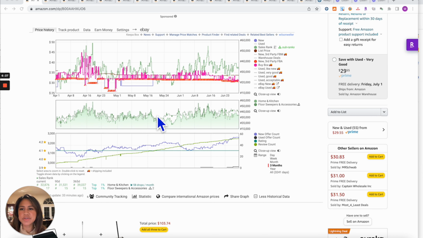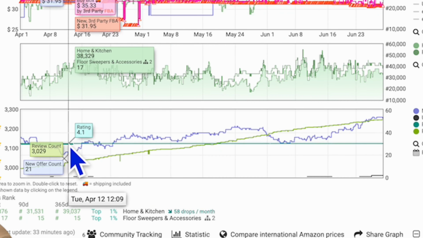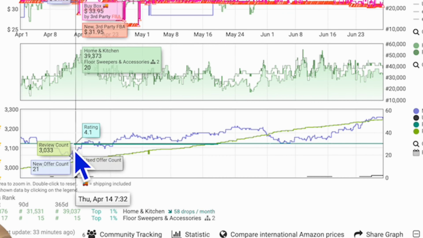Okay, then this is sales rank. It's always going to be in the green. And then new offer count. So this is purple, which is right here. This just shows the number of people that are selling it new, which is what we want to see. So you can see here, it went from 21 new offers to right here, 31 new offers. Okay, and then you're going to notice that you can change these tabs right here. So you can do 3 months, you can do the year graph, you can do the entire sales history, which is a bit crazy to look at.